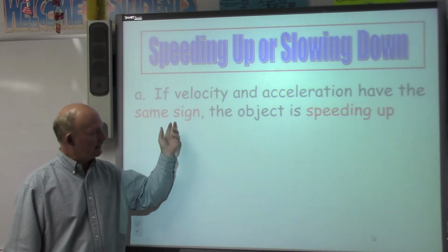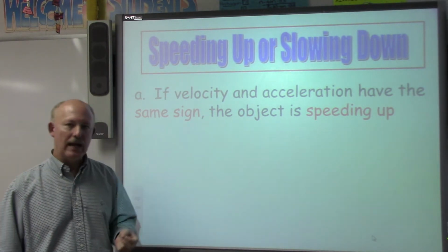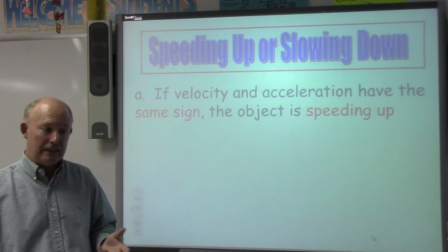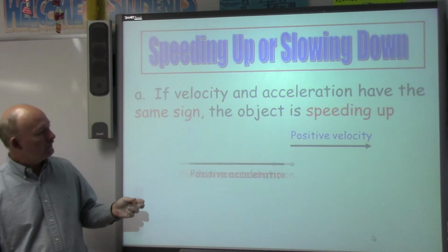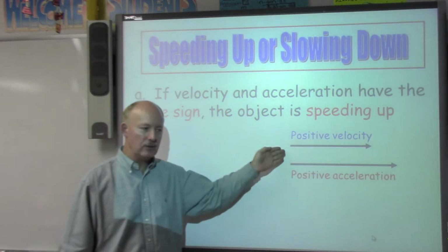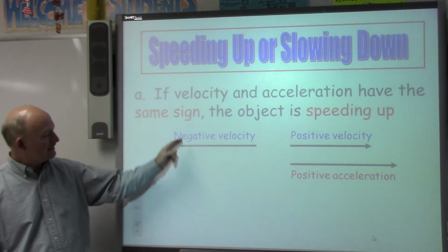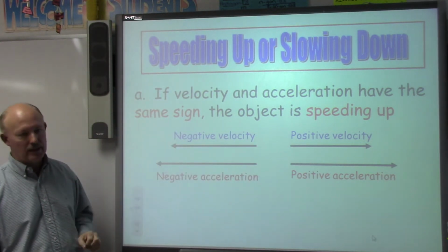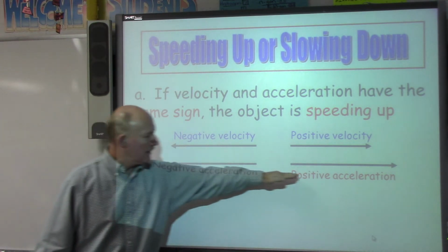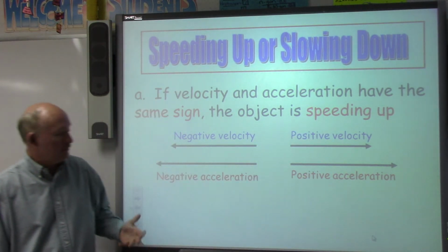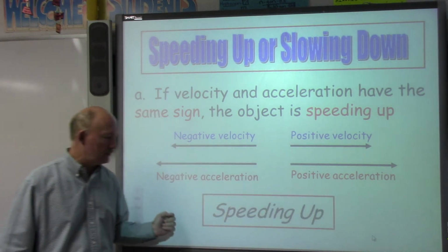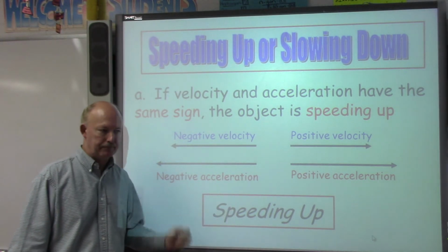So if the velocity and acceleration have the same signs, then the particle is going to be speeding up. If you've got a positive velocity and a positive acceleration, or a negative velocity and a negative acceleration, they can both be negative, or velocity and acceleration can both be positive. If that's the case, then your particle is speeding up.